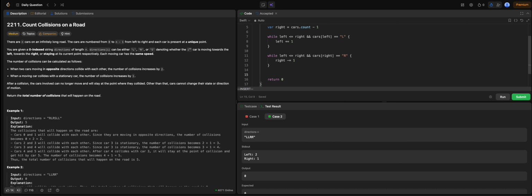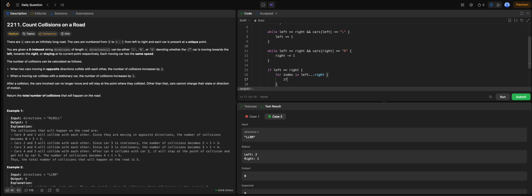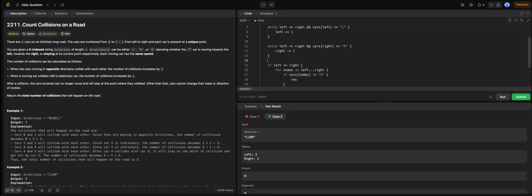So the next step is pretty straightforward. We will calculate: if left is less than or equal to the right, we're going to enter the iteration from index in left...right. So we're going to go from left to right, and then we are only going to calculate if cars[index] is not equal to S. That means each car is not staying. That will be our result. We need one variable called result in here. And then I am going to plus 1 the result in here and then just return the result.